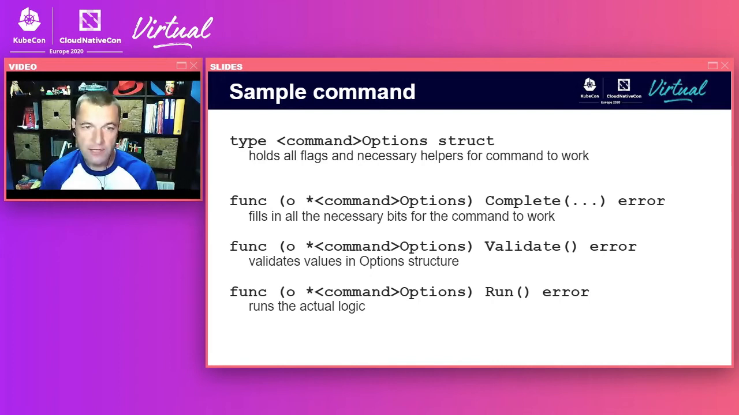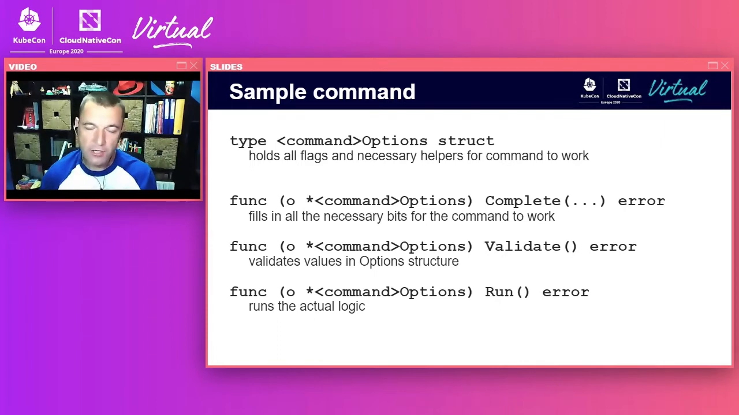First of them will be complete. The complete method is responsible for filling in all the necessary bits for the command to work. That will be creating clients necessary for the command to work. It will do additional formatting for arguments that are being passed, and so on and so forth. Then there is the next method, which is validate. And validate is optional. It can or it doesn't have to, obviously depending on the command. So validate is responsible for ensuring that the structure is properly filled with all the options that are necessary so that the actual command can succeed. Finally, there's the run, and run is where the logic, the meat of the command actually resides.